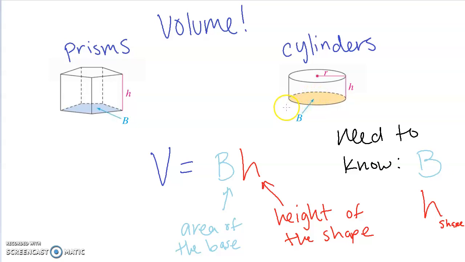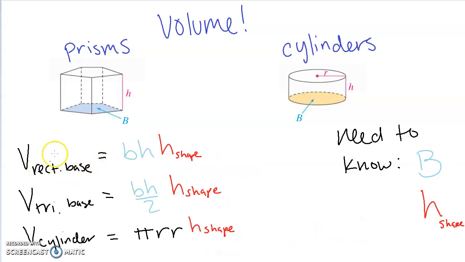All right. So let's go ahead and be a little bit more specific. If we have a rectangular base, the area of the rectangle is base times height, and this just applies to the base alone, times the height of the shape.